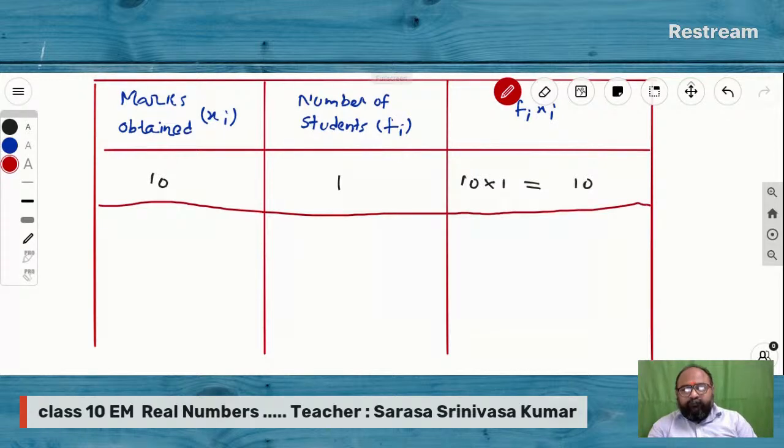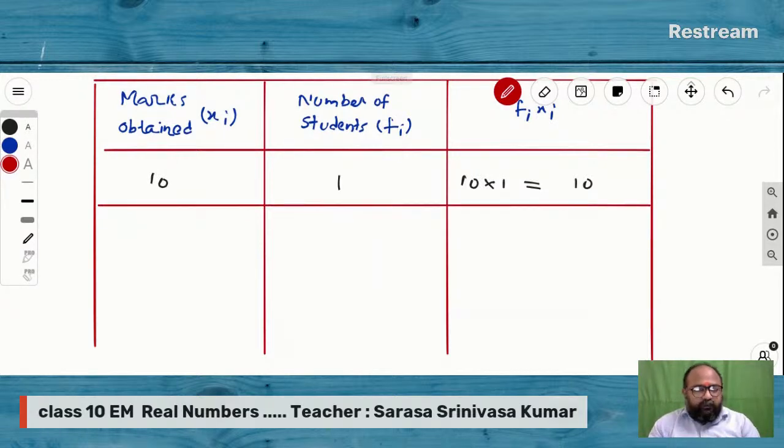For clarity purpose, I am drawing lines, but the students need not draw lines. For clarity purpose only, I am writing lines. So in the next step, 20 marks. 20 marks are obtained by one student. So total marks means 20 multiplied by 1, that equal to 20. So this is how we calculate.